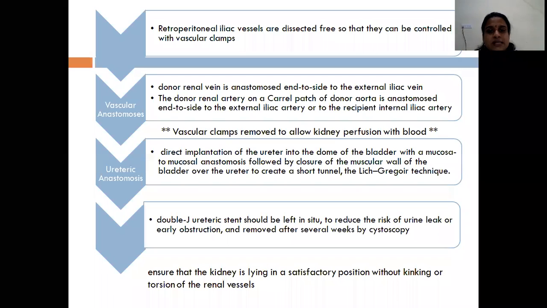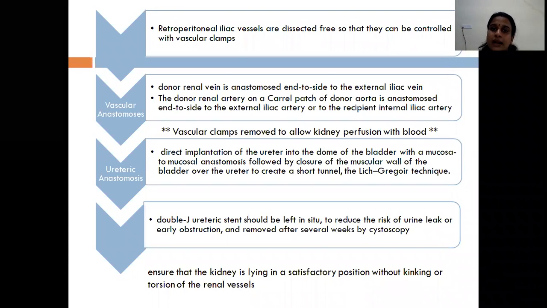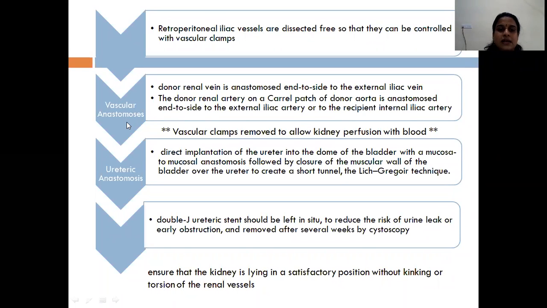Then the iliac vessels are dissected free so that they can be well controlled, within our control, and well clamped. So vascular clamps are applied on the iliac vessels retroperitoneally. Now first we'll do the vascular anastomosis.